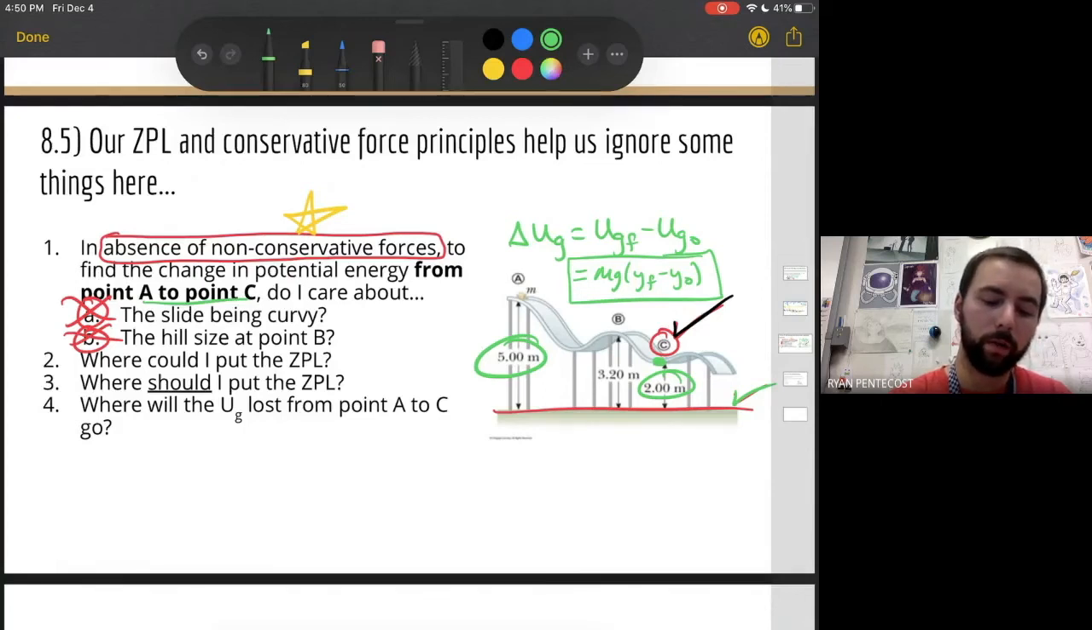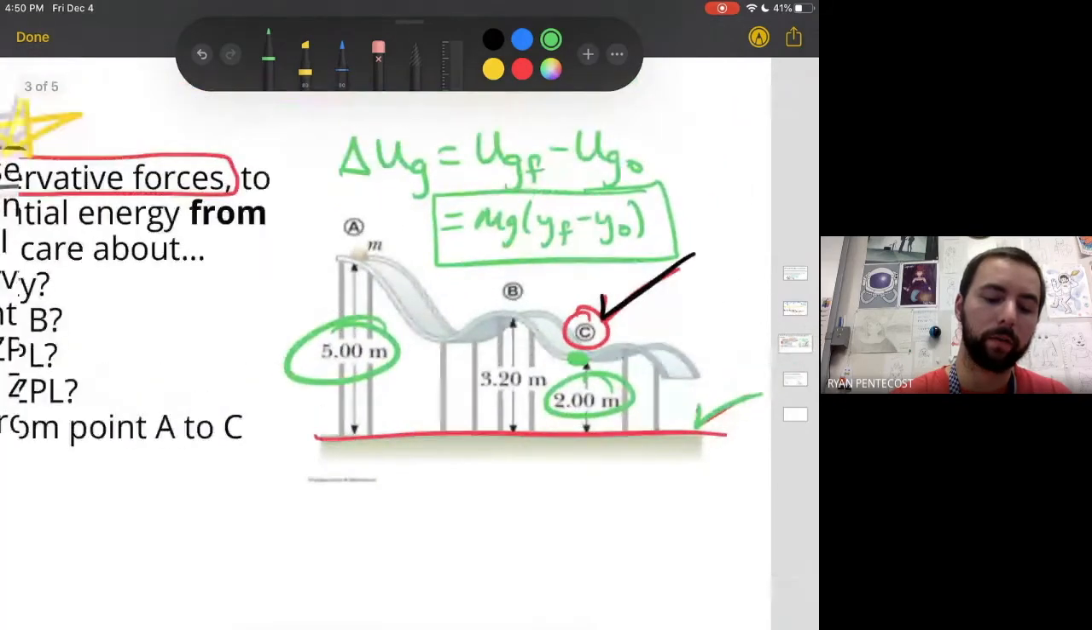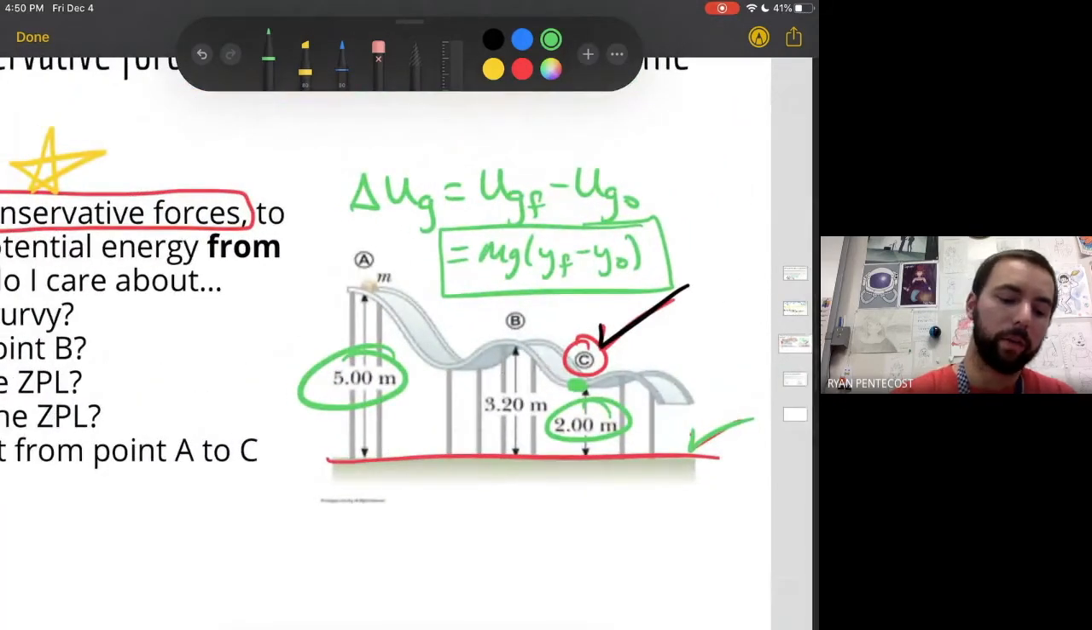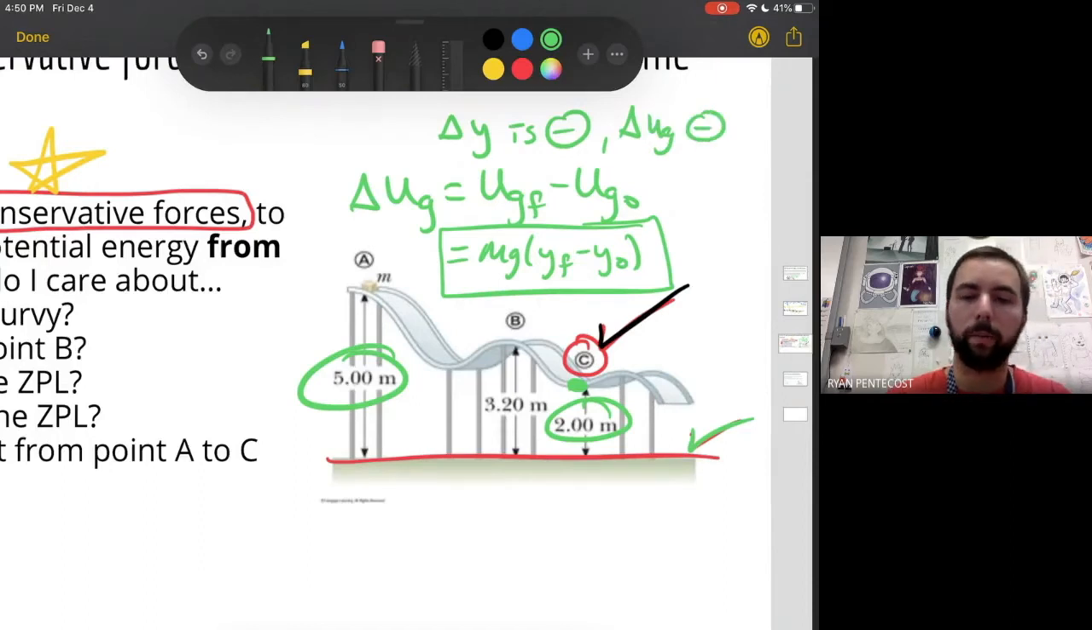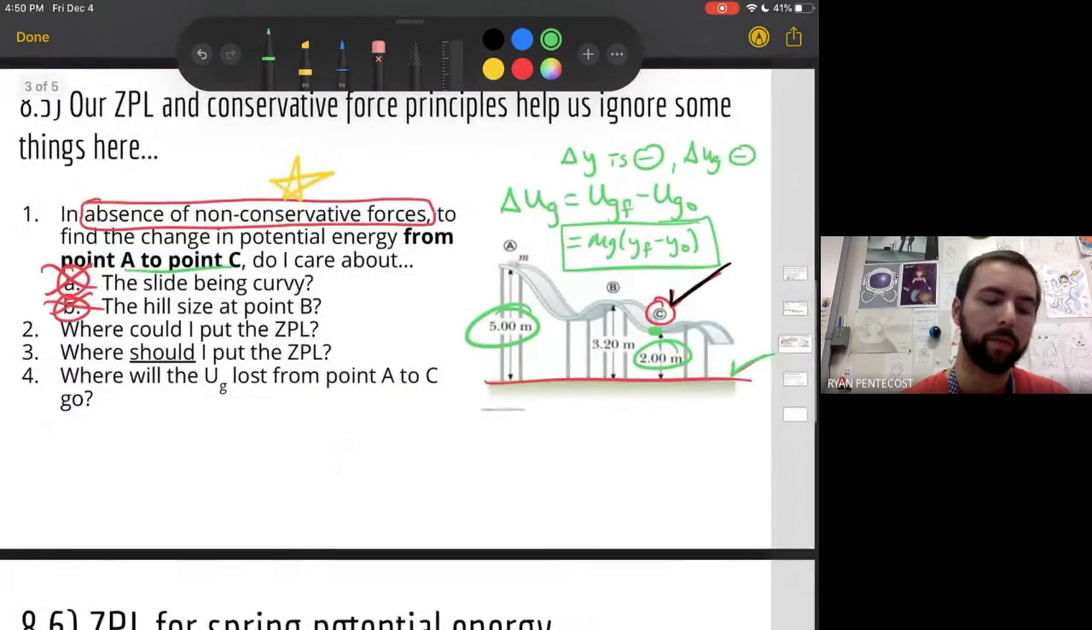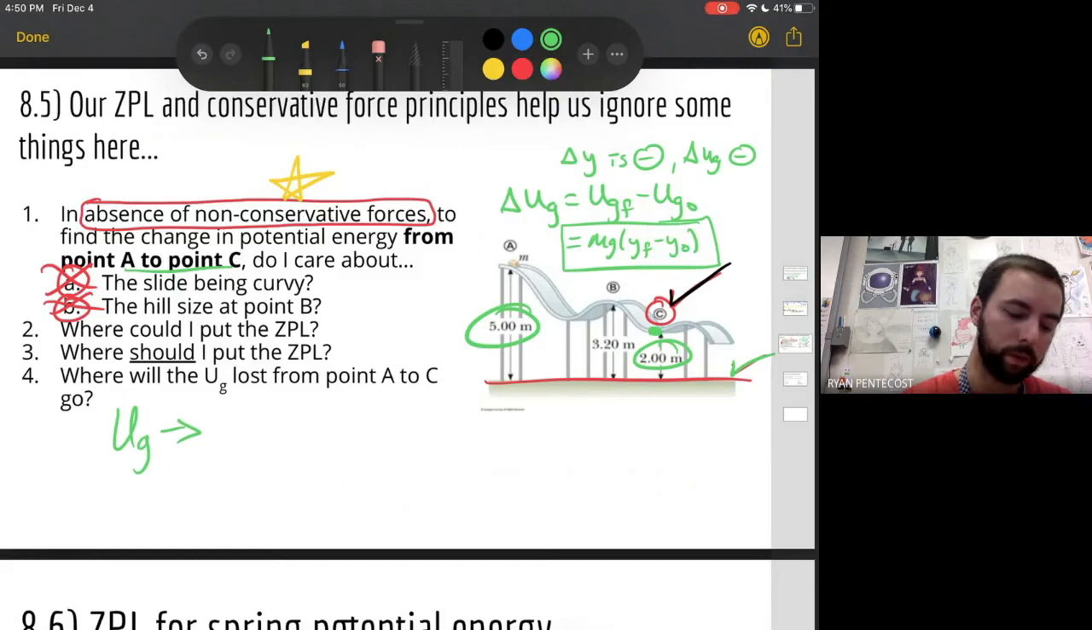Now, where will the potential energy lost from point A to C go? We know that as you decrease in height, if delta y is negative, then delta UG is negative. So if you drop in height, you are losing energy. But where would that energy go, especially because we are in the absence of non-conservative forces? Well, that energy, UG, gets converted into kinetic energy.